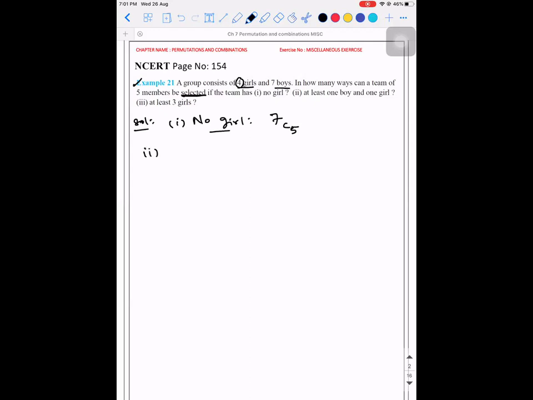Second. At least one boy and one girl. At least. You need to be careful with this. Minimum. So at least one boy and one girl means you need a team of how many people? 5 members. From 4 girls, you can choose one girl. At least means one boy can be there, and more than one also. It can be more than one. Yes, it is greater than or equal to.